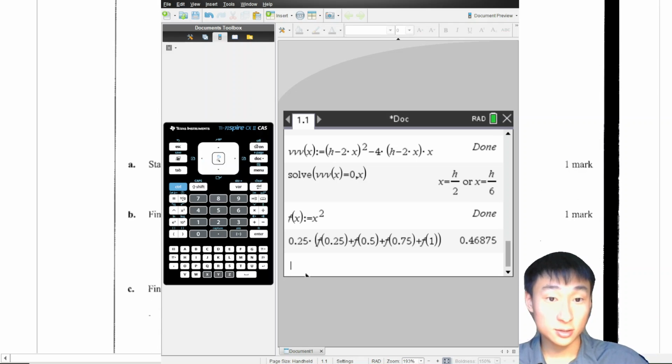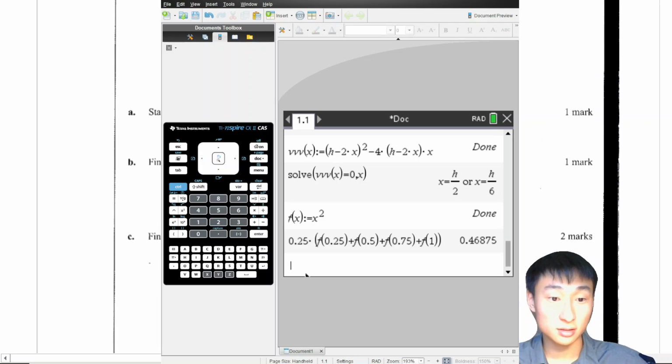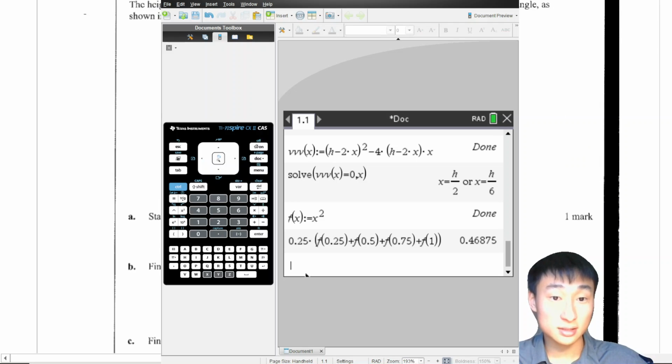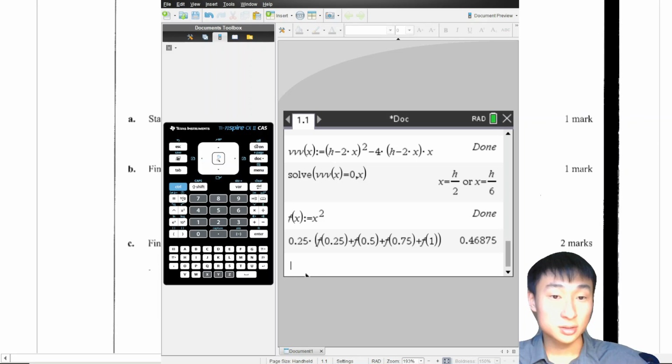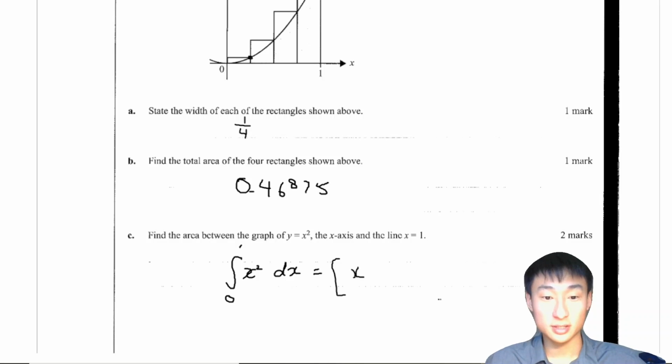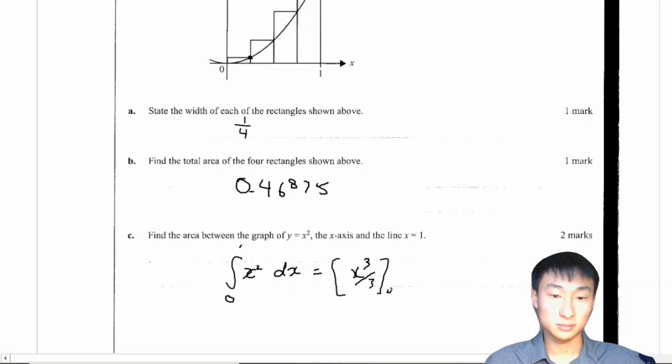Okay. Find the area between the graph of y equals x squared, the x-axis, and the line x equals 1. So x equals 1 is here, the x-axis is here. Okay. What? Isn't that just a normal integral? x squared dx from 0 to 1. I'm just going to do this by hand. You guys can't see that again. x cubed over 3, from 0 to 1, is equal to 1/3.